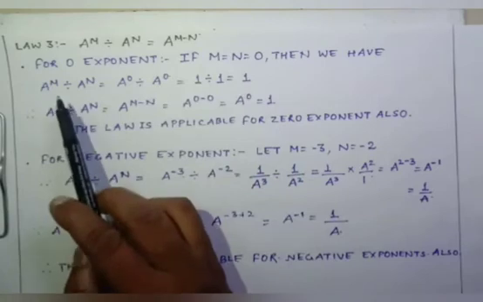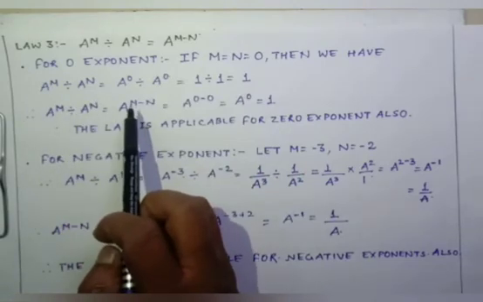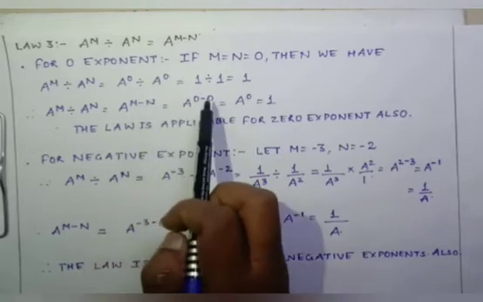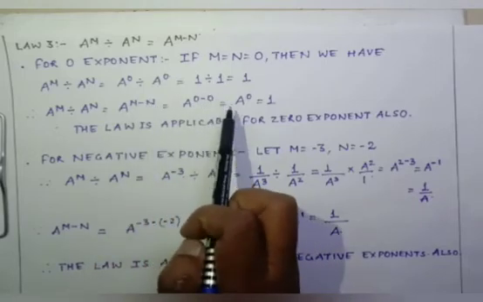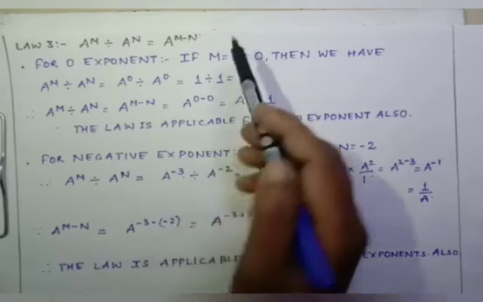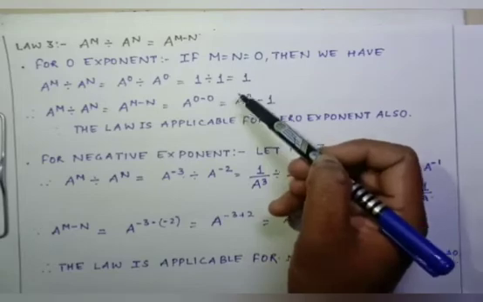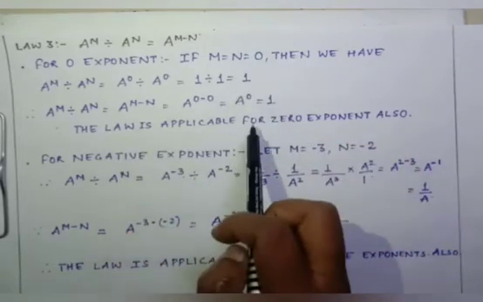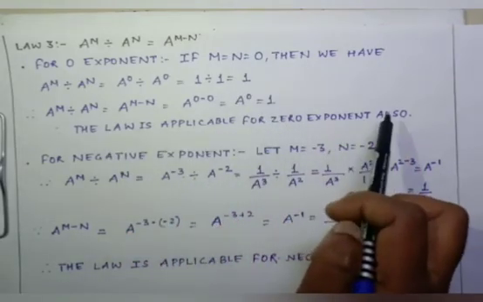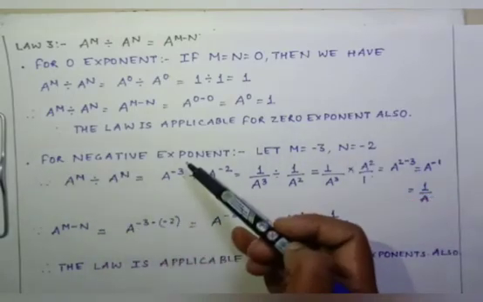Therefore a to the power m divided by a to the power n is equal to a to the power m minus n. So a to the power 0 minus 0 is equal to a to the power 0, that is 1. So in both the cases LHS and RHS are coming the same. Therefore the law is applicable for zero exponent also. Let us come to negative exponents.